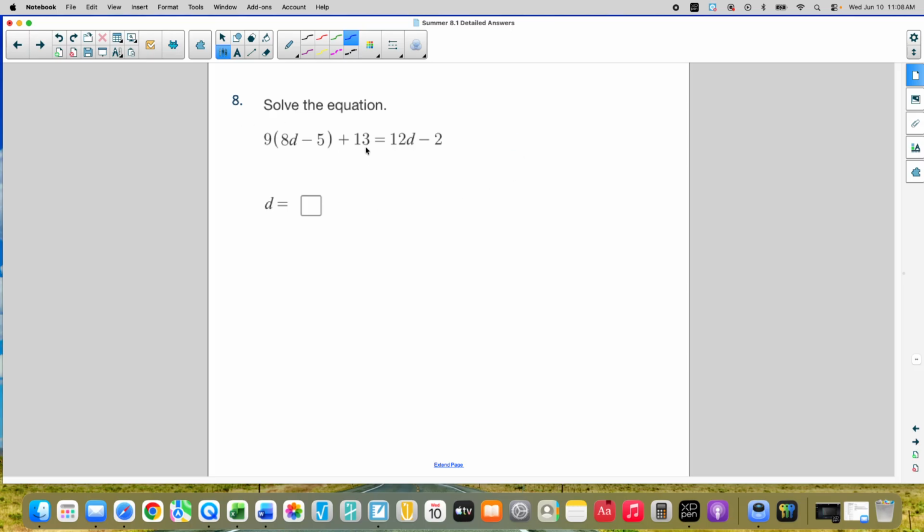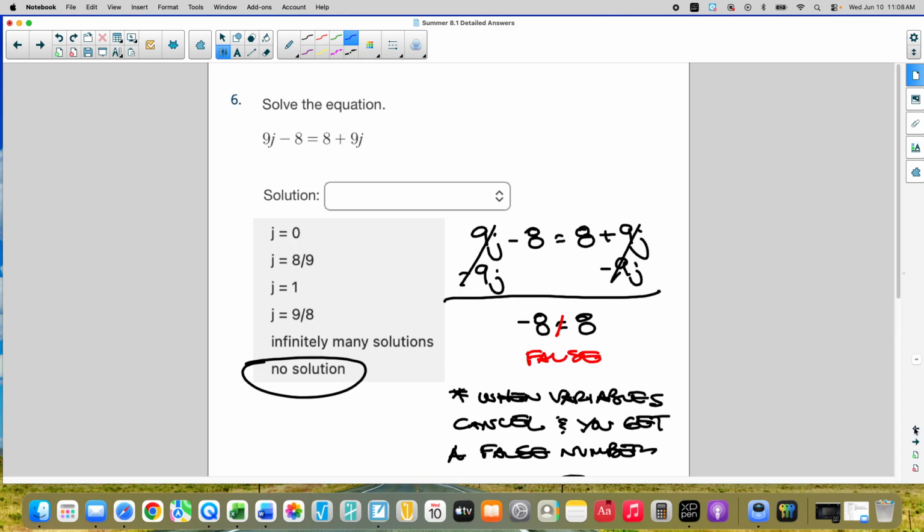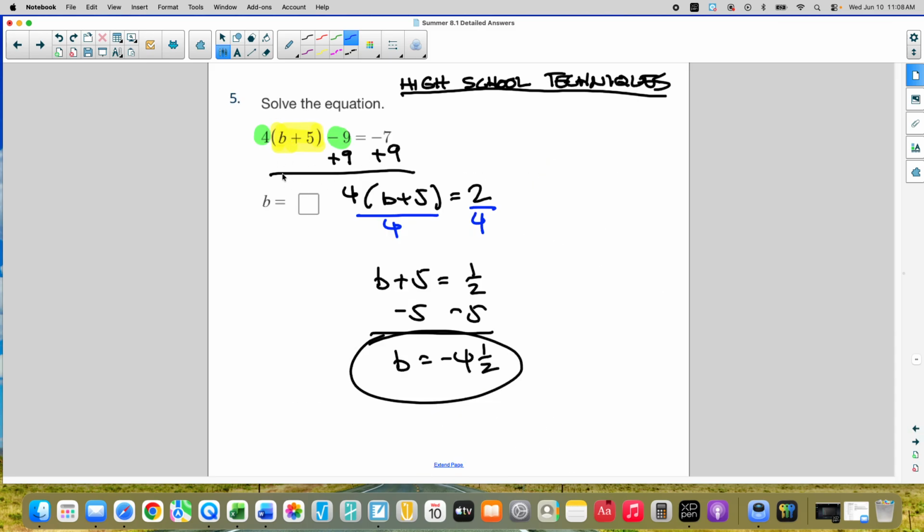Now, we can't do that two-step. Remember how we did the high school method? Where's my high school method? High school method. We could do this because there was only one variable.